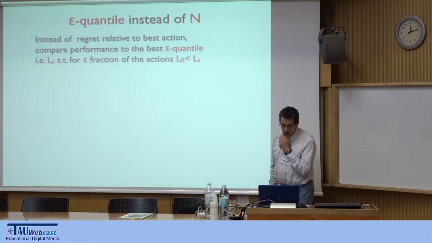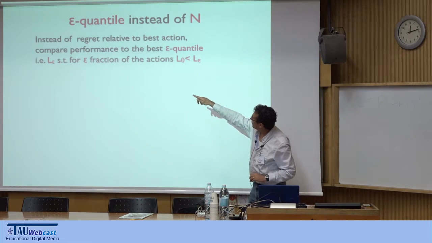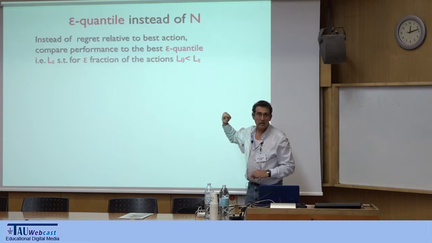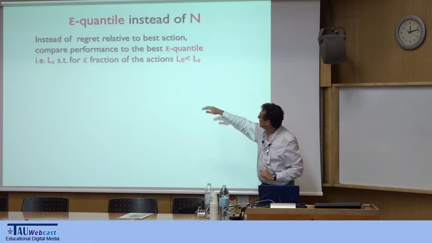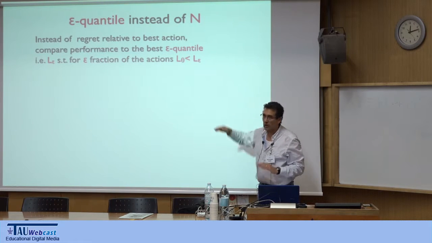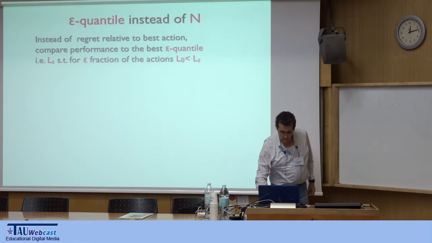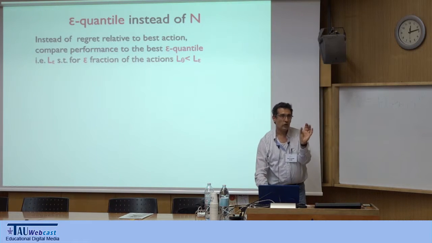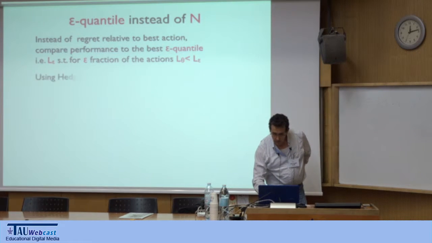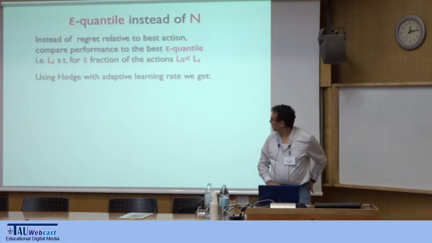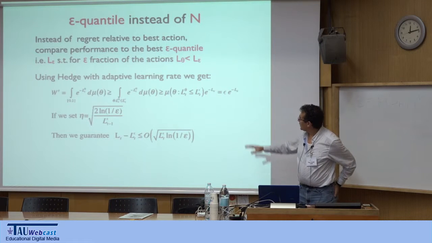So we talk about an epsilon quantile. We basically say that instead of regret to the best action, we want to compare the performance to the best epsilon quantile. For any epsilon, I want to cut it over there, and I want to basically be almost as good as that. Of course, as epsilon goes to zero, your regret will relatively grow, but you still want it for all epsilon. So we can do that. Okay, so we can do something like that.